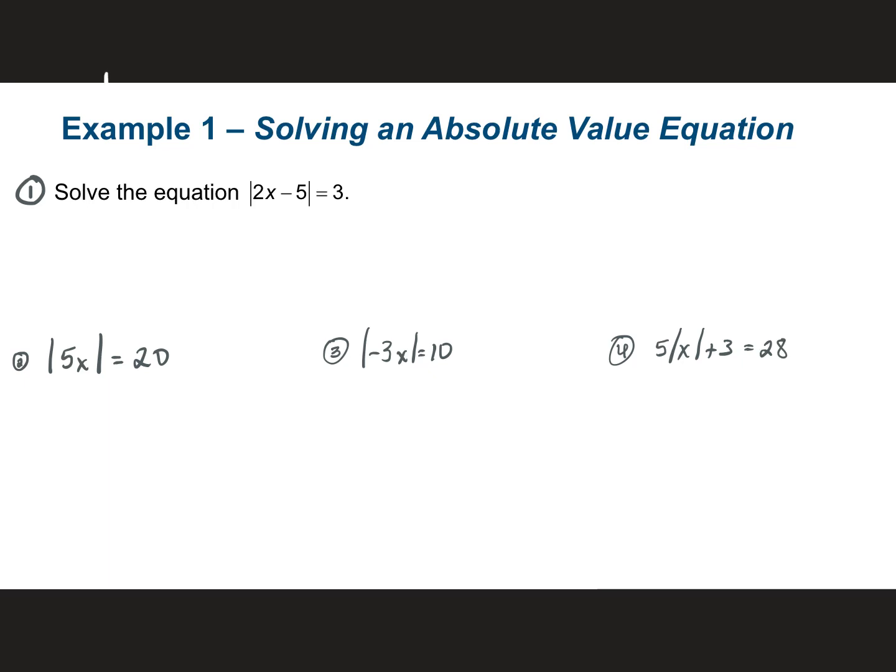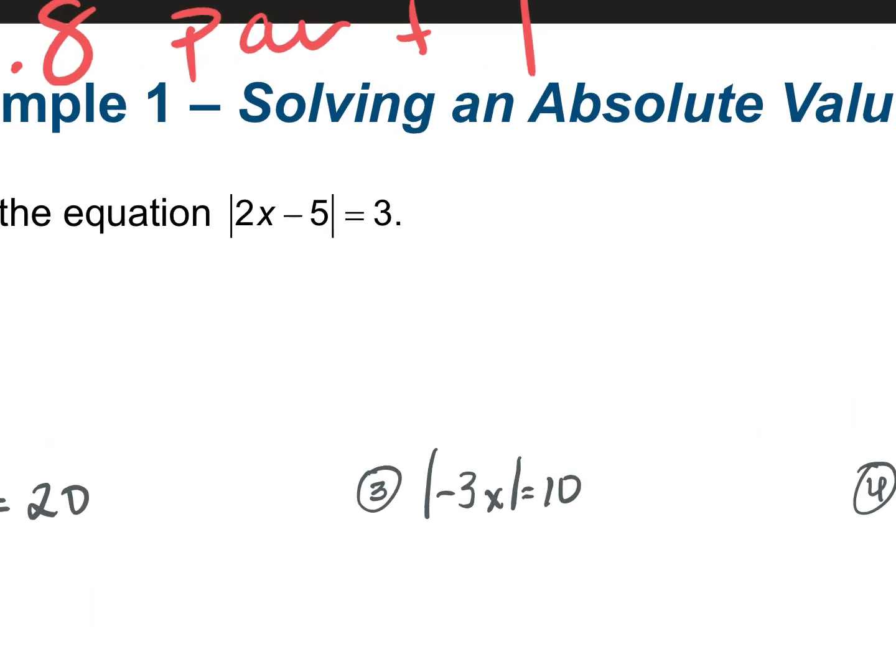Right, so these are 1.8 part 1 notes. So let's look at the first one up top.